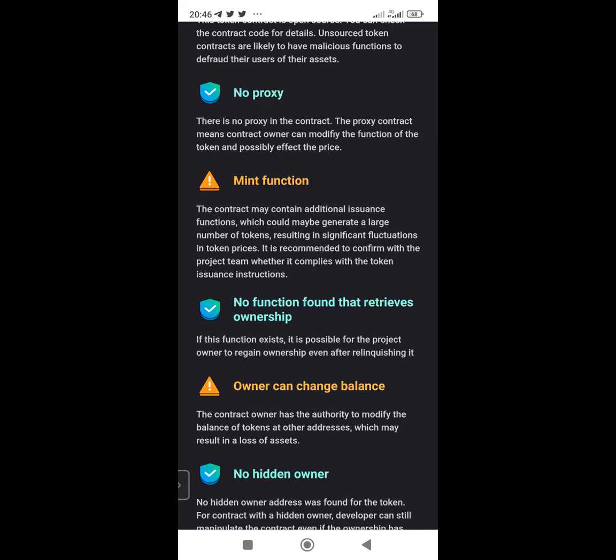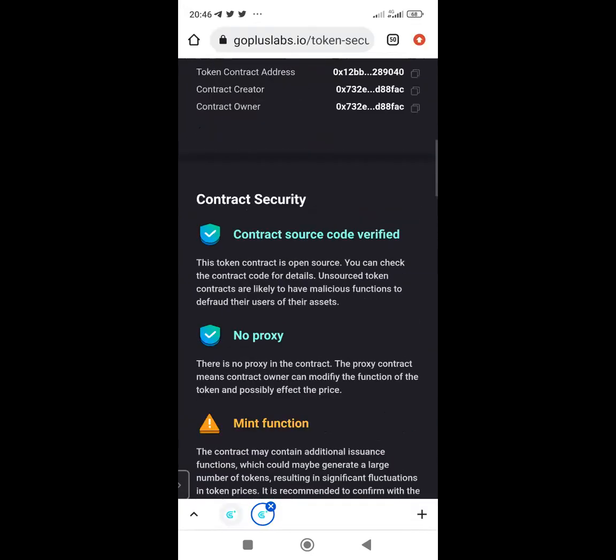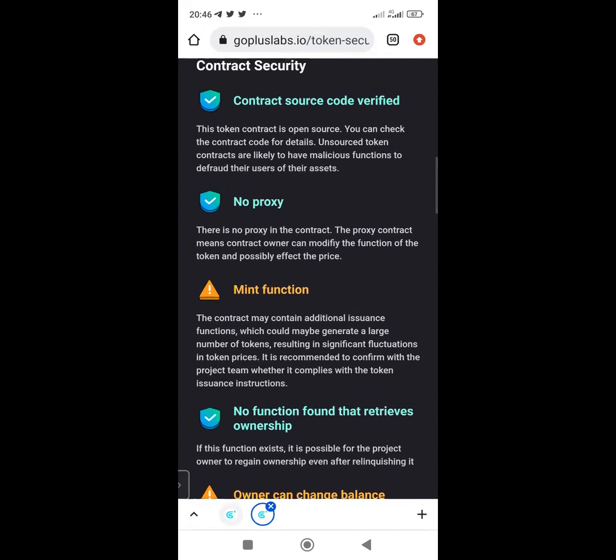So when you're researching on tokens, you need to be sure about security, so you don't just throw away your money to just any project. And this tool is just here to help you check those codes.